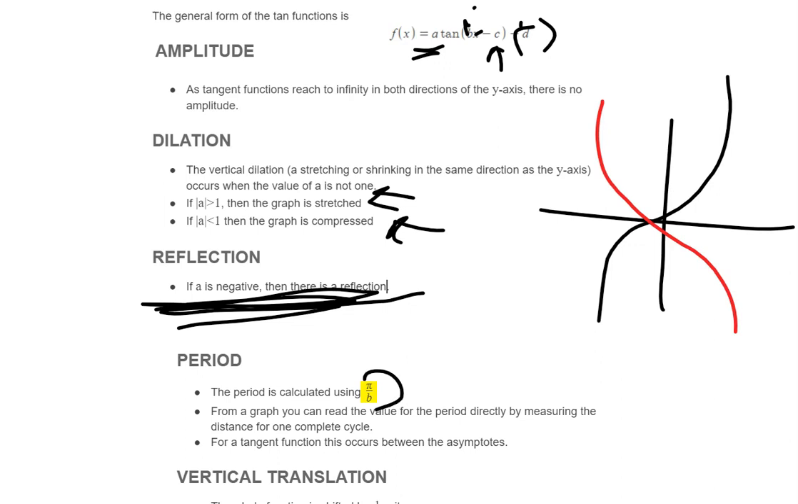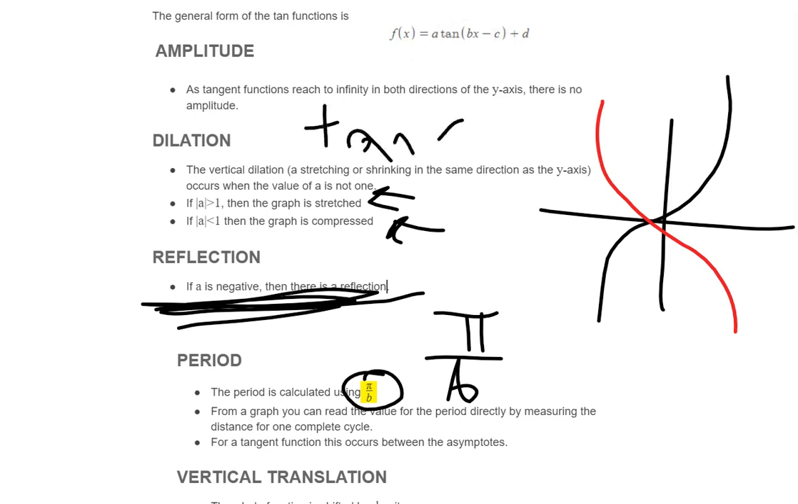The period is another change. To find the period, before we were using 2 pi divided by b for cosine and sine. Now we're just going to use pi over b. So in our generic equation of tangent, when we just have tangent of x, our period is pi, which means it exists for pi at a time.